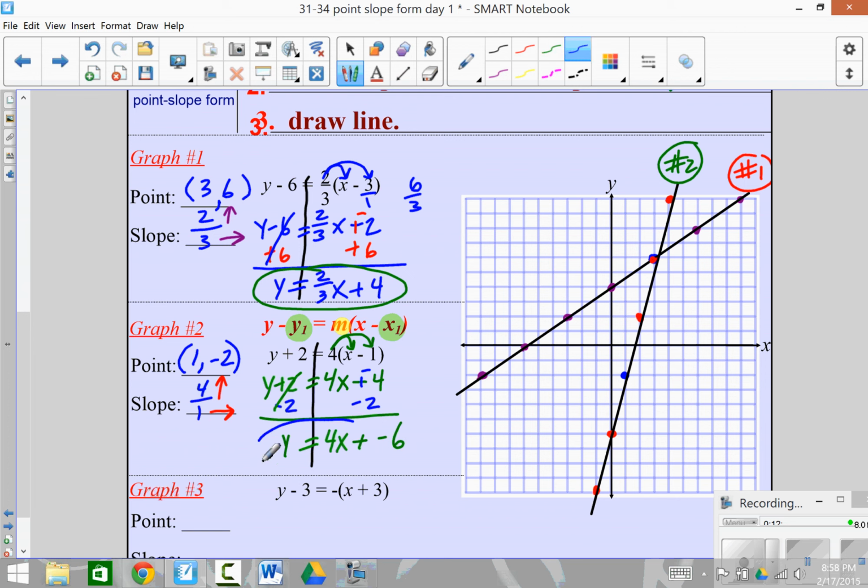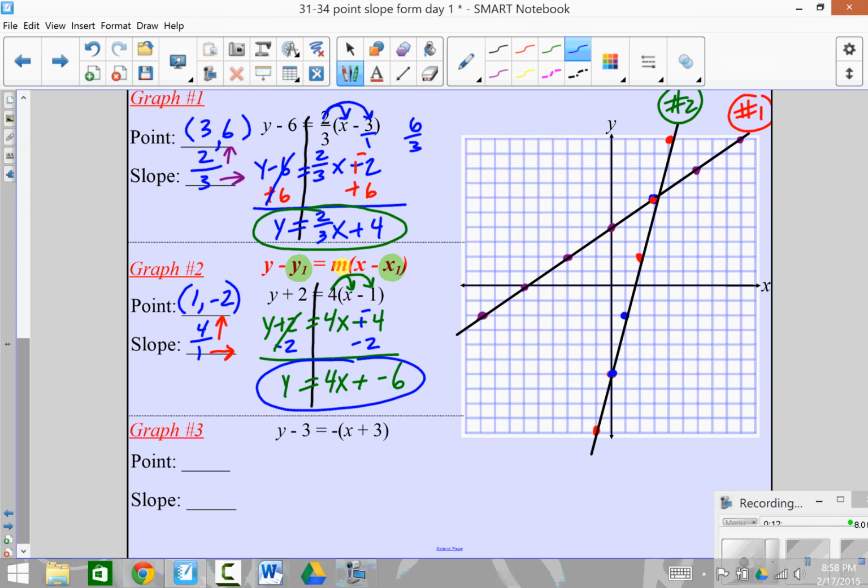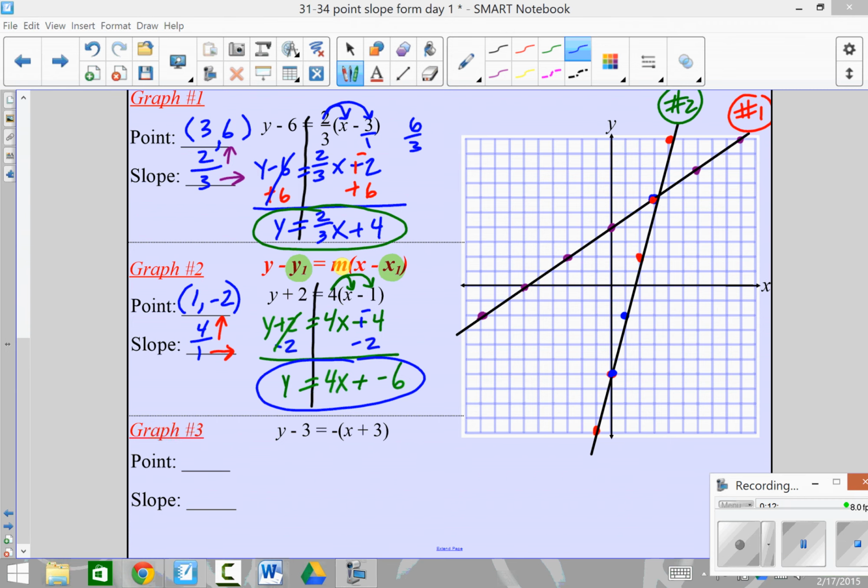Okay, let's see if it checks out. Does this graph have a y-intercept of negative 6? 0, negative 1, negative 2, negative 3, negative 4, negative 5, negative 6. Yes. Does it have a slope of 4? 1, 2, 3, 4 over 1. Yes. So the y equals mx plus b matches our graph. The graph came from our point slope form. All very much related. So what I'd like you to do is pause this video, give graph 3 a try, and then check back your answer by unpausing. So go ahead and pause here.